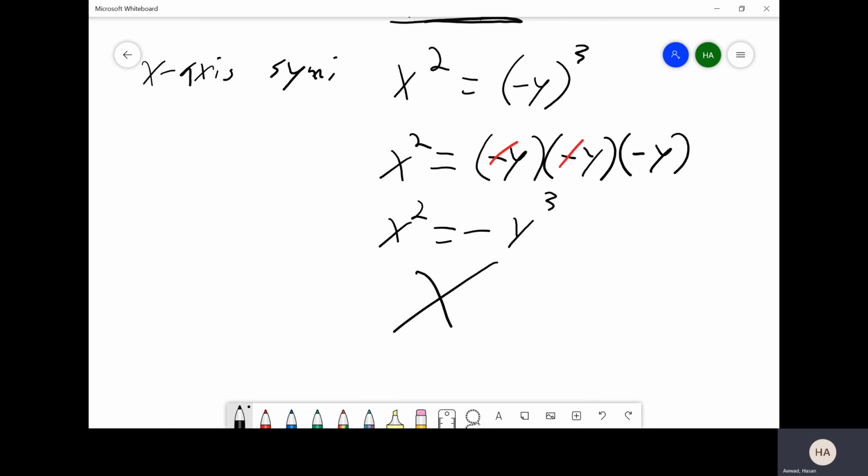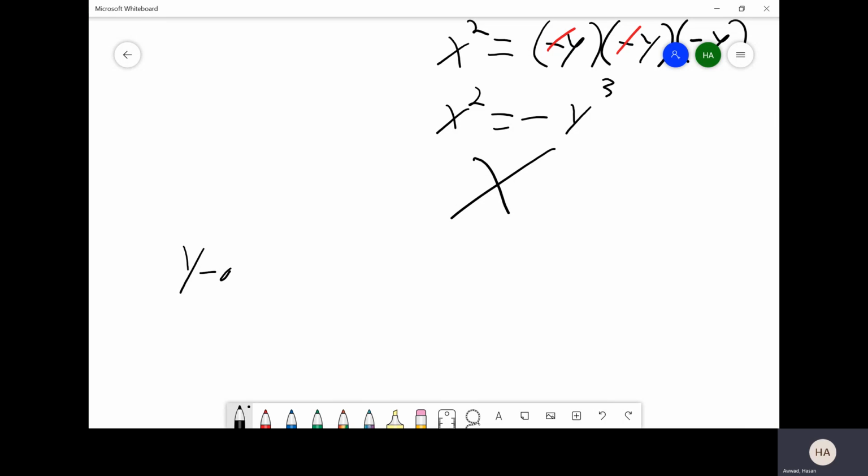So it is not symmetric about the x-axis. So now we move on to the y-axis. We're going to see, okay, is this symmetric? The way that we test symmetry with the y-axis is we replace x with negative x. So instead of it being x squared, we're going to have negative x squared is equal to y cubed.